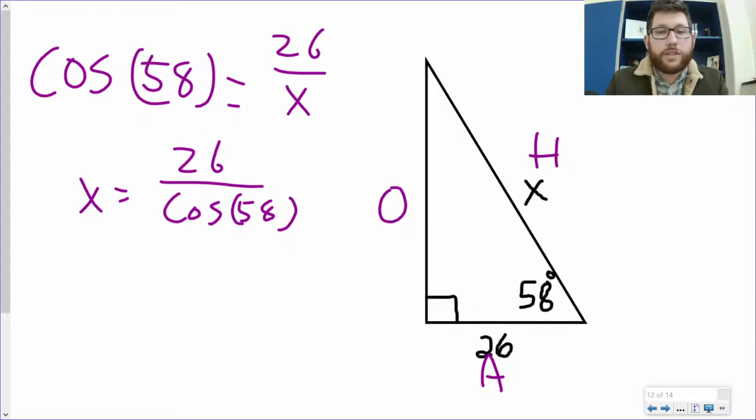And again, just like Pythagorean theorem, our answer should make sense. If I do 26 times cosine 58, this hypotenuse ends up being smaller than 26, which should be a red flag that that's not the right answer.